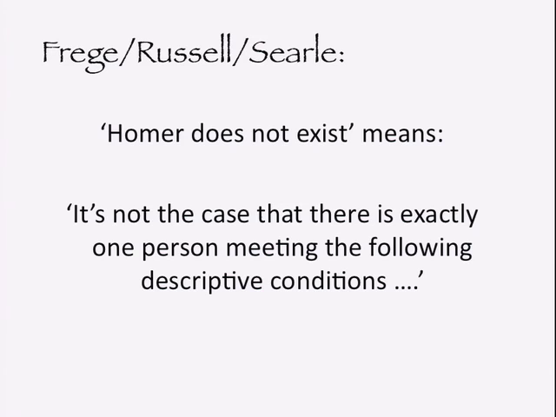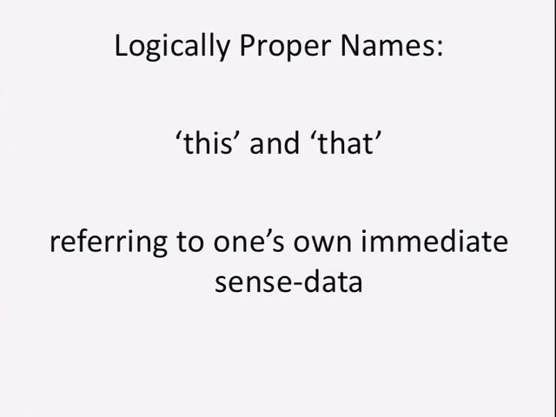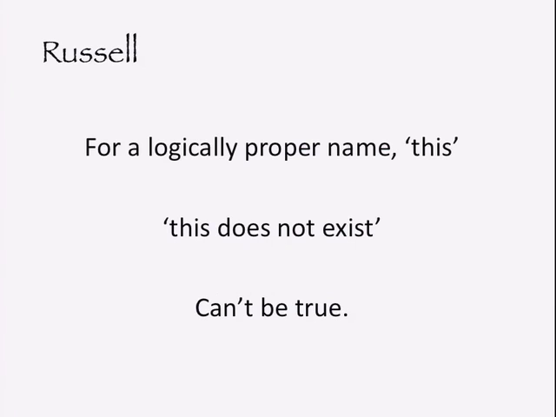Now Russell has a good account of how it goes for this and that. Well, you're talking about your own sense data. If you say, this headache does not exist, well, that just can't be true. So it can't be that if you've got a logically proper name, this does not exist both makes sense and is true. If you're using this to refer to one of your own sense data, and you say this does not exist, it can't be right. Either you haven't identified one of your sense data at all, in which case the name doesn't mean anything, or else you identified one, and in that case it's certainly true that this exists.